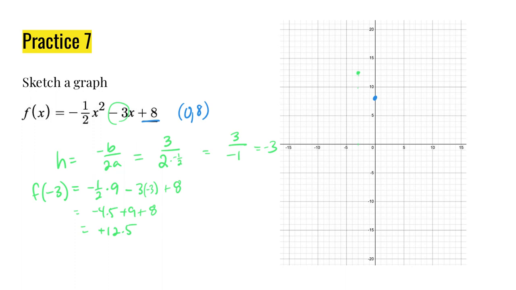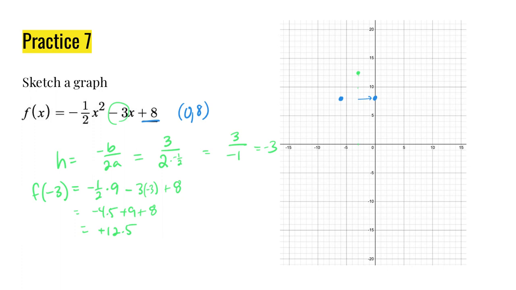I can go ahead and use my mirror image right here. I've got 3 to the right to get to that point. So I'm going to go 3 to the left right there. And I've got another point, and then I'm going to have some zeros somewhere, but hold on.